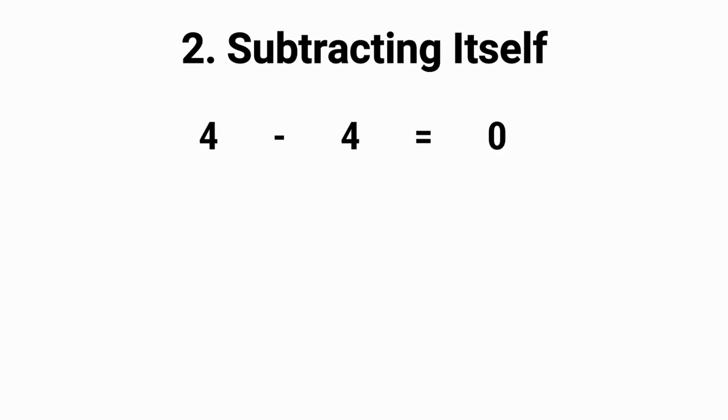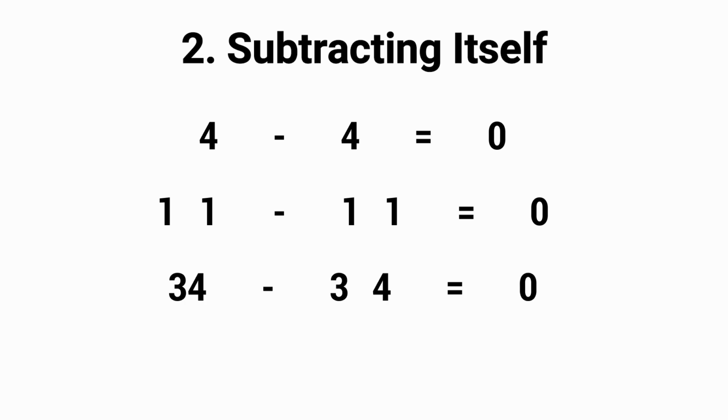That means 4 minus 4 is equal to 0. And if we have 11 balls with us and we gave all 11 balls, then we will still have 0 balls with us. That means 11 minus 11 is equal to 0. 34 minus 34 will be 0.